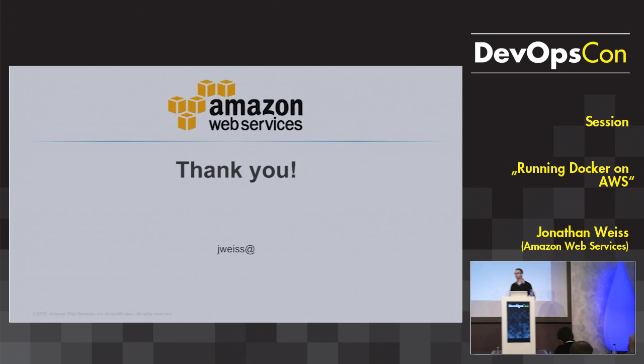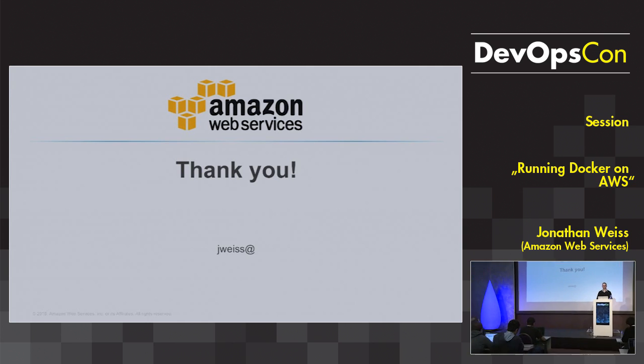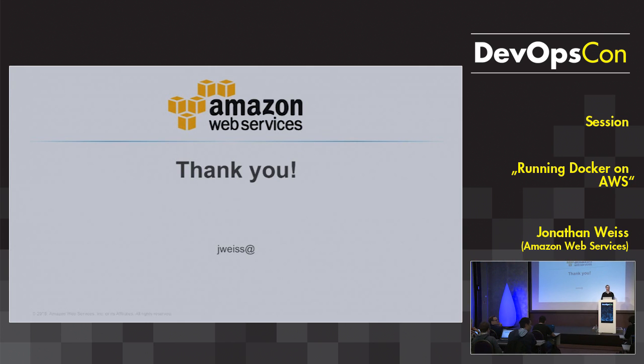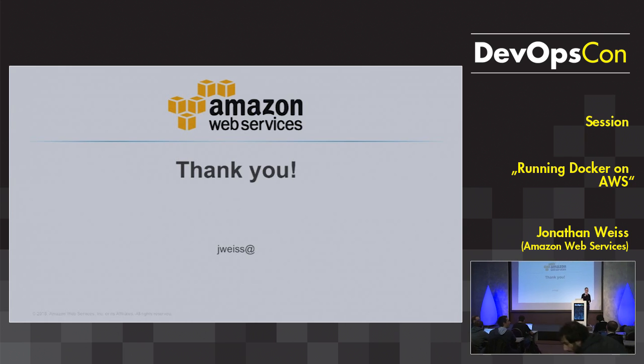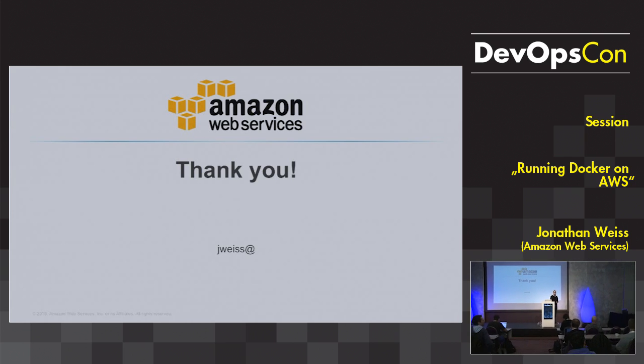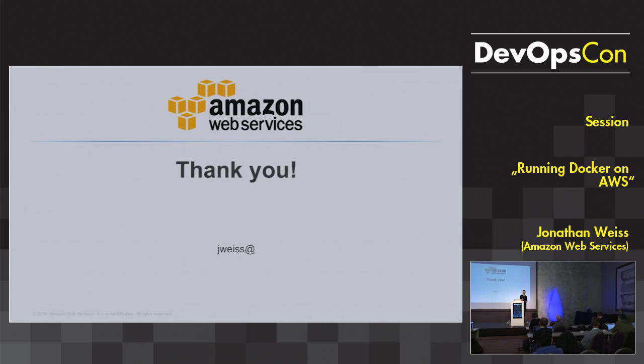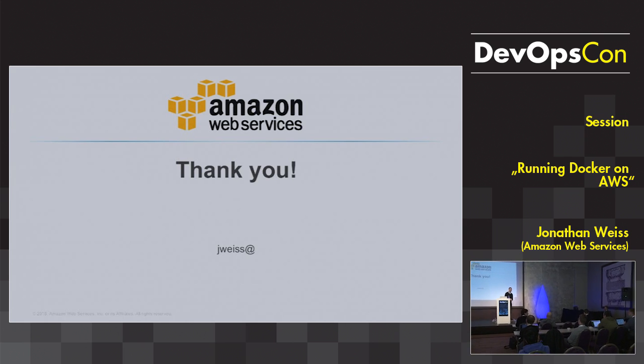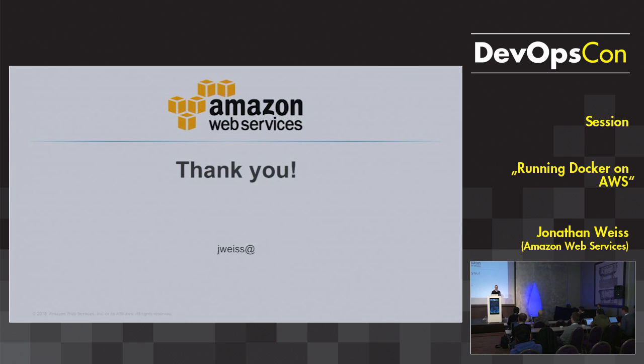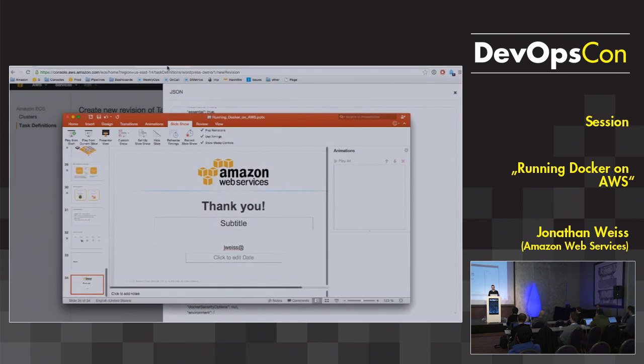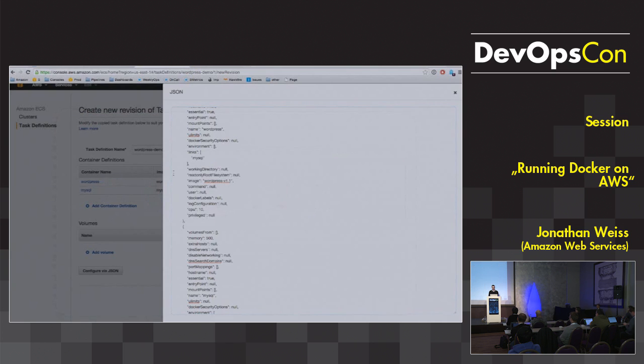Any other questions? Yes, please. Yeah, so the question was, if I'm using Tomcat in my Docker container, can I still use the Elastic Load Balancer to load balance those? And the answer is yes. You can bind an ELB to a service in ECS.